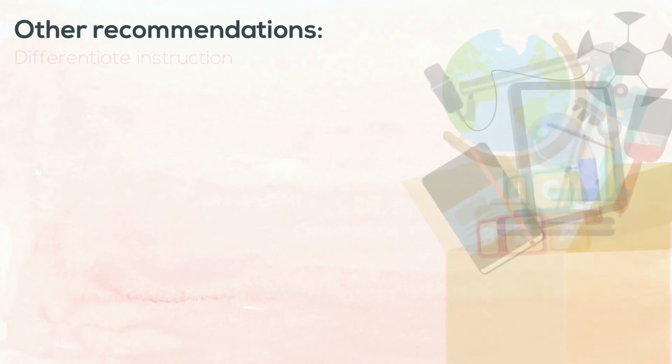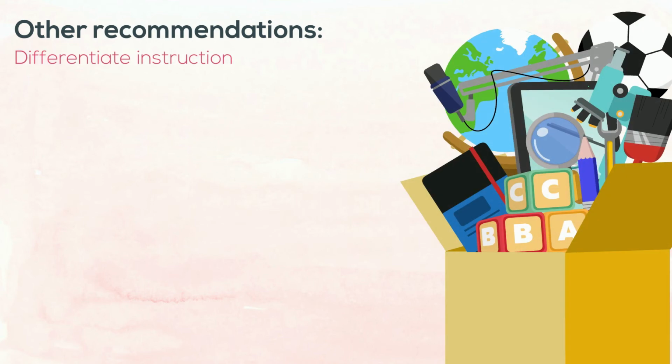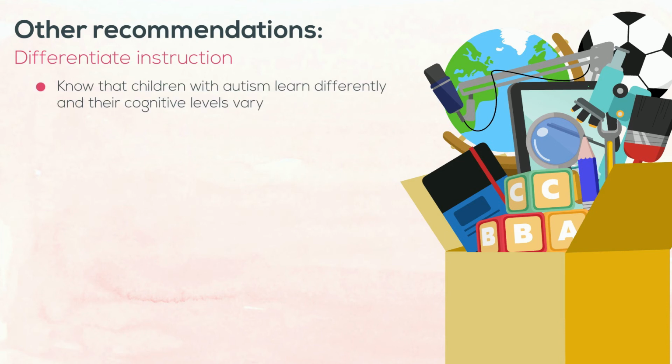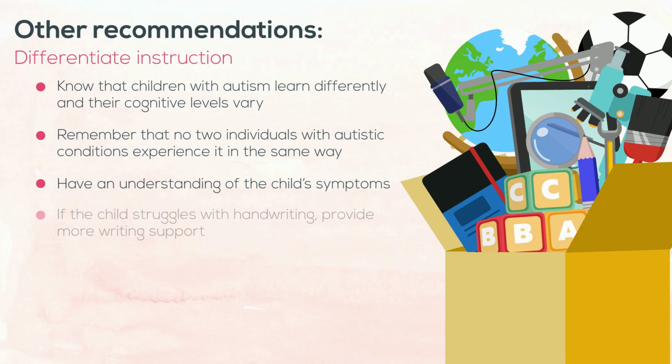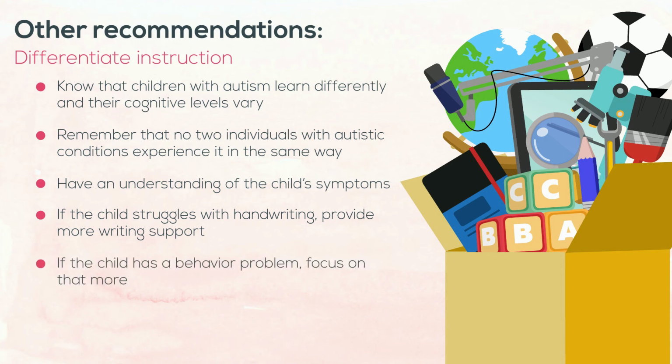Other recommendations for schools and teachers who may have autistic students in their class include differentiate instruction. Children with autism learn differently and their cognitive levels vary. Teachers should remember that no two individuals with autistic conditions experience it in the same way. It is important for the teacher to have an understanding of the child's symptoms in order to provide equitable support. For example, if the child struggles with handwriting, provide more writing support. If the child has a behaviour problem, focus on that more.